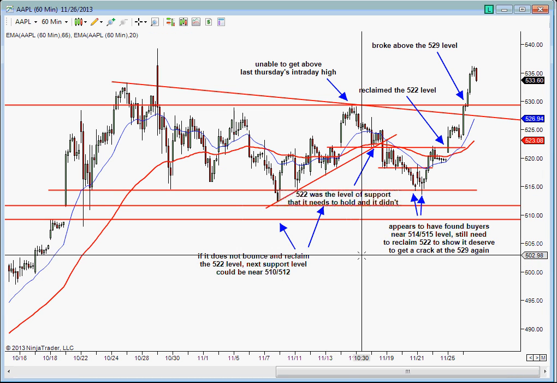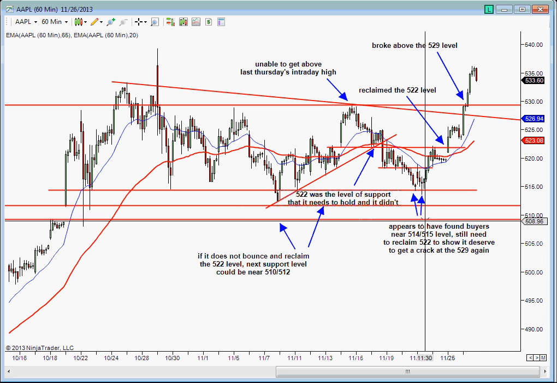If you've been following Apple along with me for the last week or so, you can see that we started talking about it when it was right around here at this 522 level. And we're essentially saying that it needs to find some support here on the 522. If it doesn't, then it probably will come down and test that 510, 512 area. And then what it did is actually came down and found some buyers near the 514, 515 area, then started bouncing up and found resistance again at that 522 area right here.